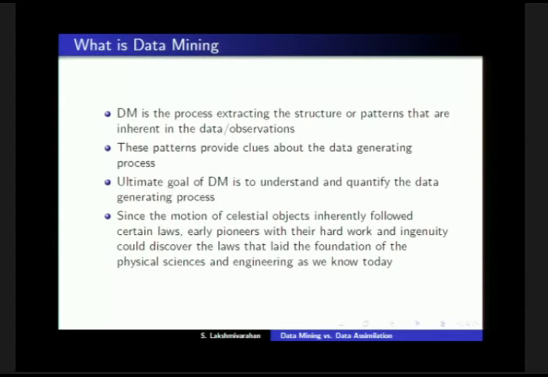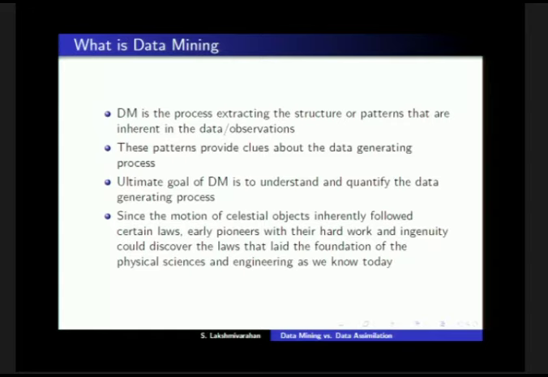So what is data mining? Data mining is a process of extracting the structure or the patterns that are inherent in the data or the observations. That's the idea. Kepler was able to uncover the laws of Kepler by his ingenuity and by looking at the patterns. These patterns provide clues to the data generating process.